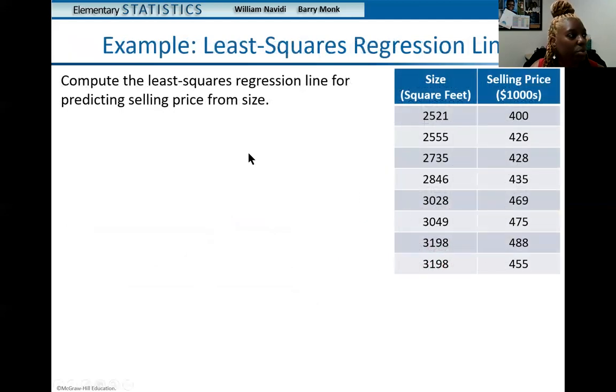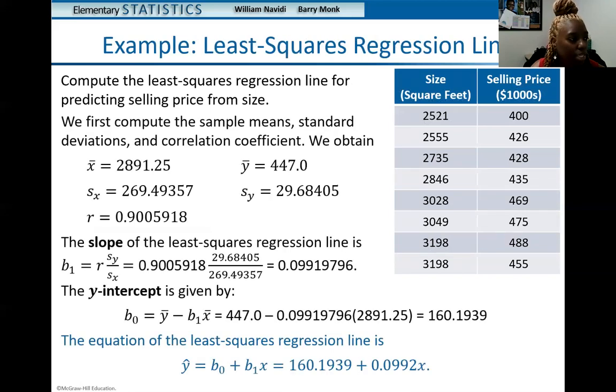So here it says, compute the least square regression line for the predicted selling price from the size. Again, this is going to be something that we do in our calculator, so you're not going to have to do all this stuff by hand, but ultimately this is the line with all of these extra numbers: 160.1939 plus 0.0992x. And I'll show you how to do that in your calculator, all right?